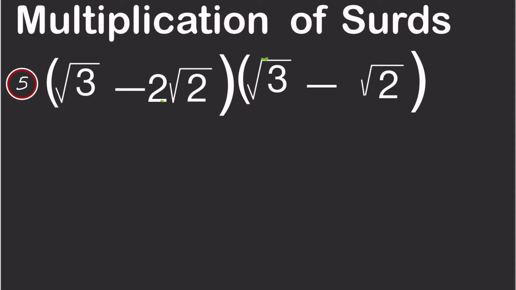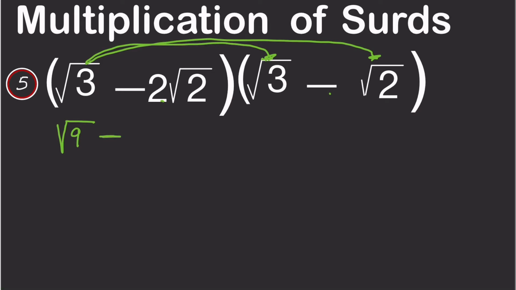Okay, so let's proceed with our equation. Firstly, we need to open this bracket. So to do so, let's start with the first. We have root 3 times root 3. Root 3 times root 3 will give you root 9. Next, you have root 3 times minus root 2. Root 3 times minus root 2 will give us minus root 6, because a plus times a minus is a minus.